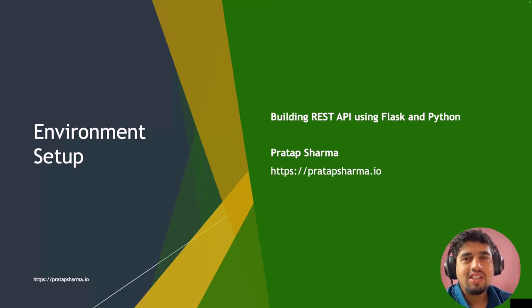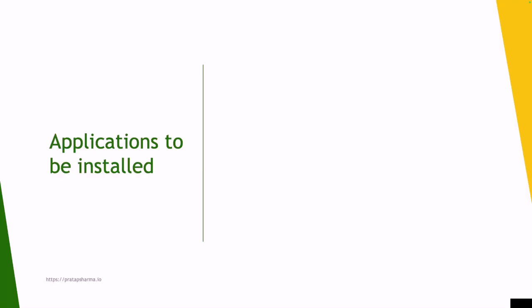Alright, let's get started. To start building a REST API using Flask and Python, we'll have to set up different environments. These are the applications which have to be installed on your machine, and they are really required to get started with the course.